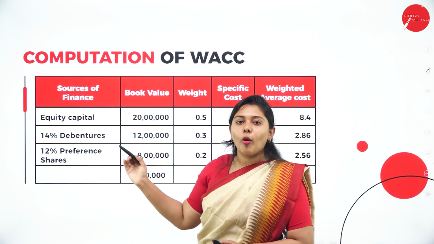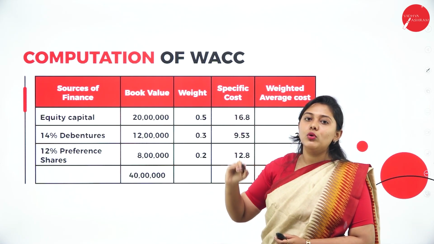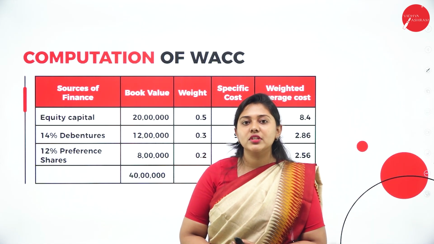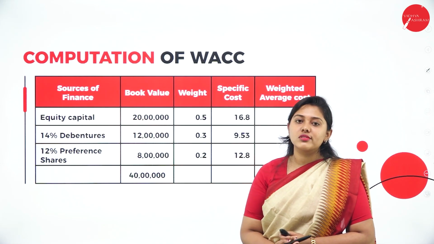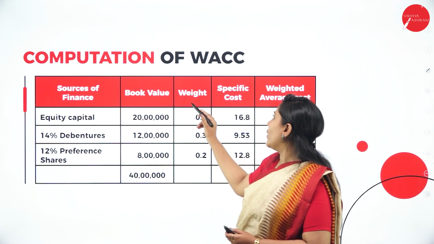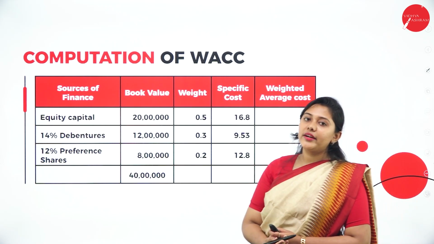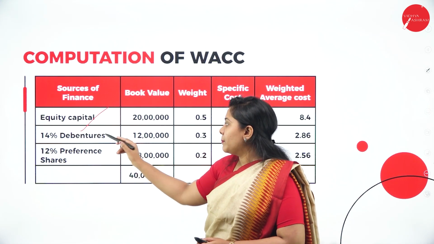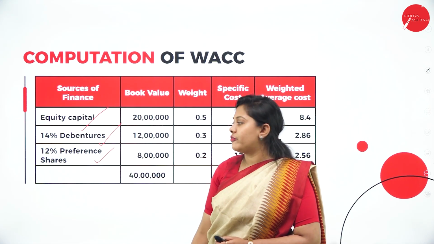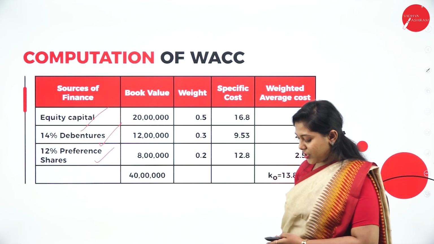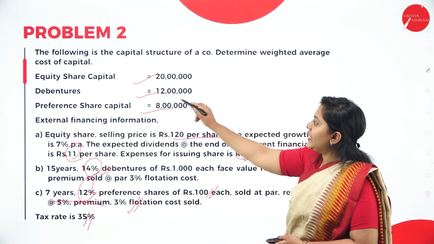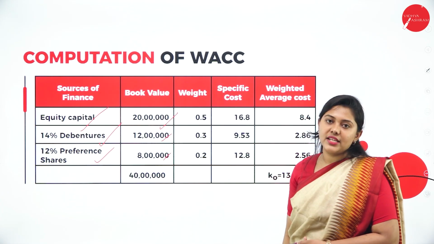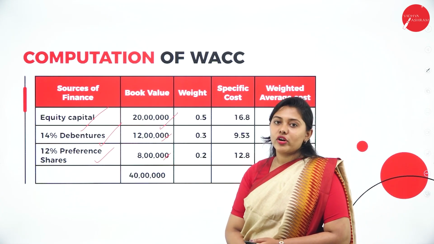Moving forward, now let us compute the WACC. So the WACC format: sources of finance, book value, weight, specific cost and weighted average cost. The sources of finance are equity capital, 14% debenture, 12% preference shares. The book values are 20 lakh, 12 lakh and 8 lakh. The total of it is 40 lakh.